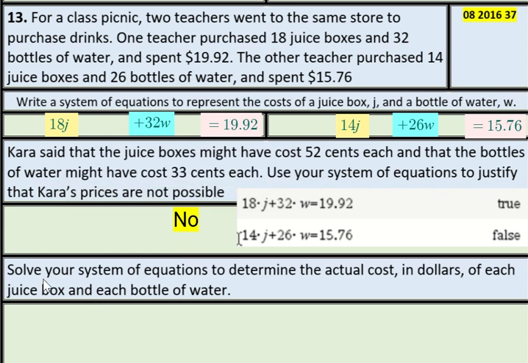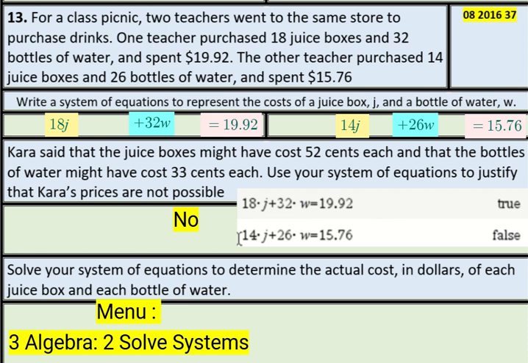Now, the last part says solve your system of equations to determine the actual cost in dollars of each juice box and each water bottle. The beautiful thing about this statement is it does not say algebraically. This is where menu 3-2 comes in. Menu, algebra, choice 2, solve systems of linear equations. We can put these two equations in, get our solution, and as long as we put this in this spot on the exam, we get our full 6 points.